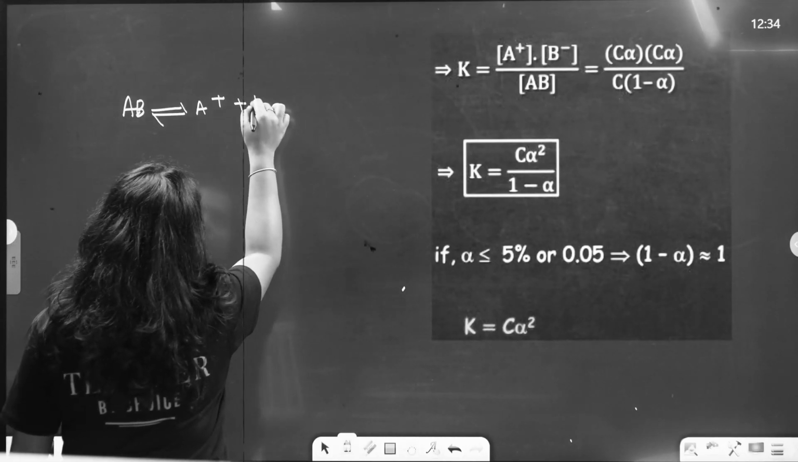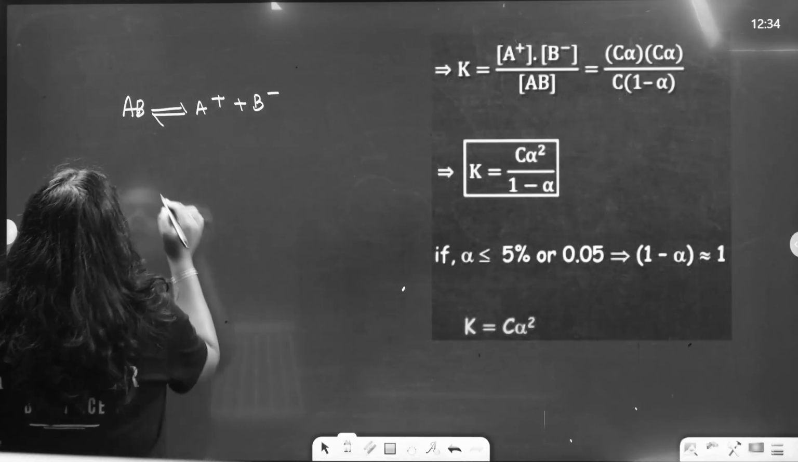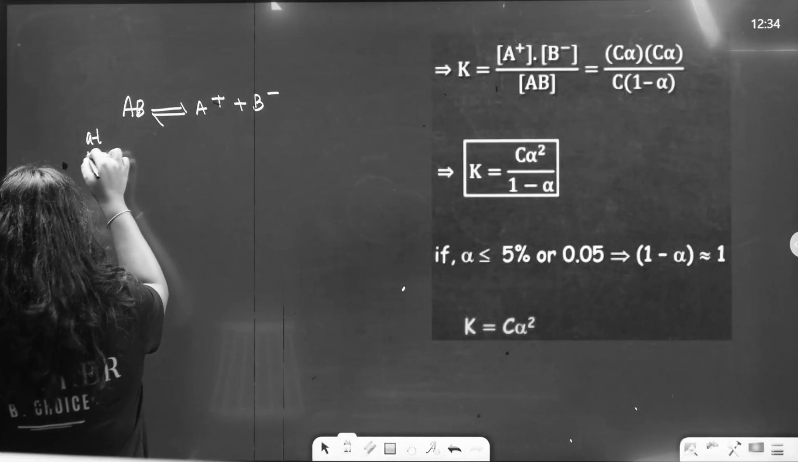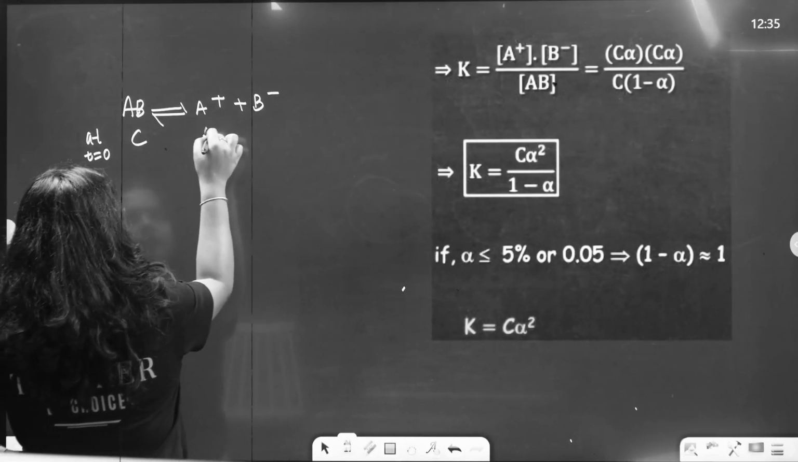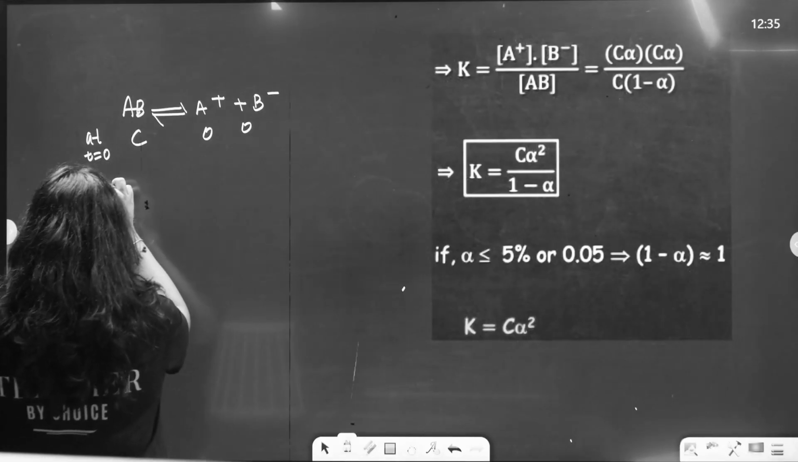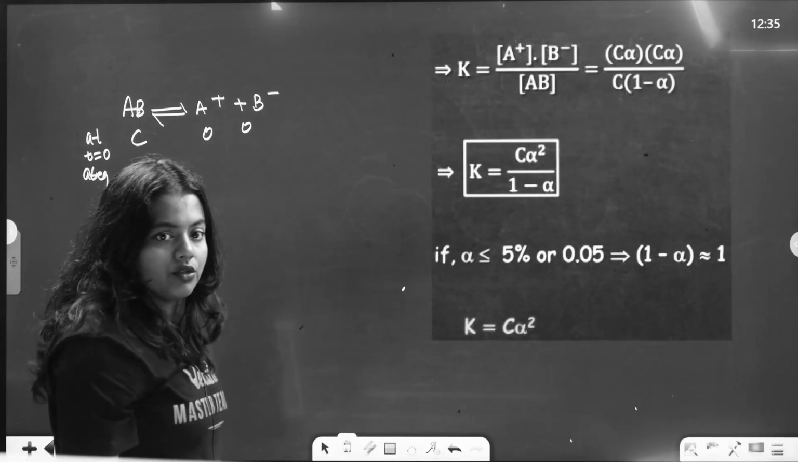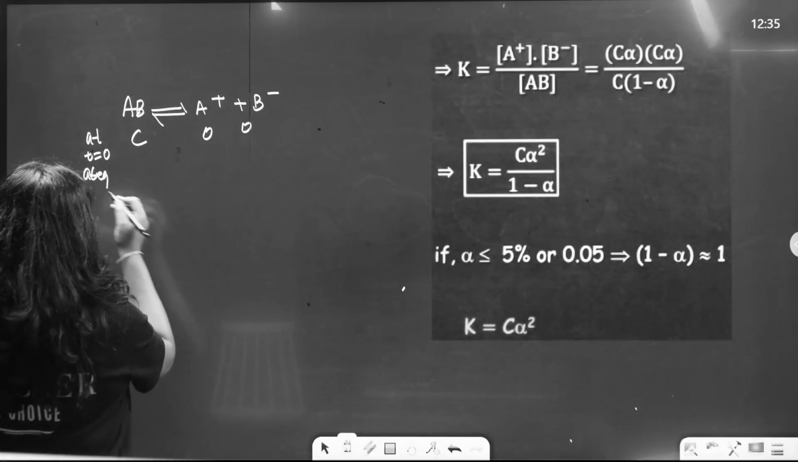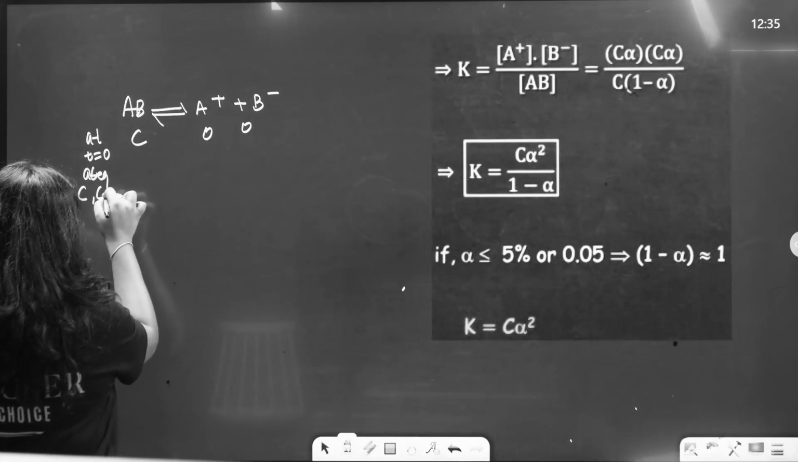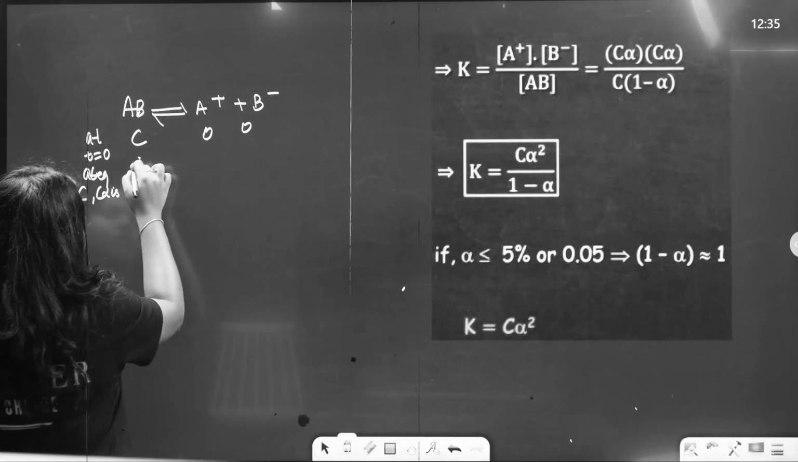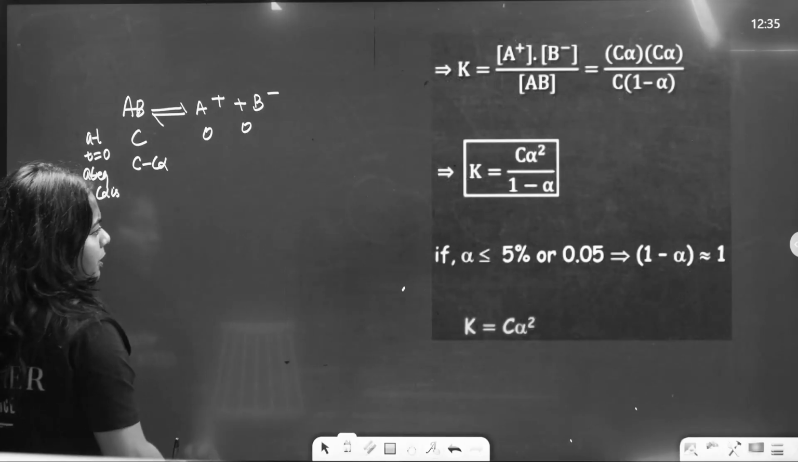A plus B minus. At T is equal to 0, C is there, 0 and 0. At equilibrium, they are talking about a particular equilibrium constant. So when we reach a particular equilibrium constant, out of the C, I'm telling you C alpha is gone. So C minus C alpha it will be.